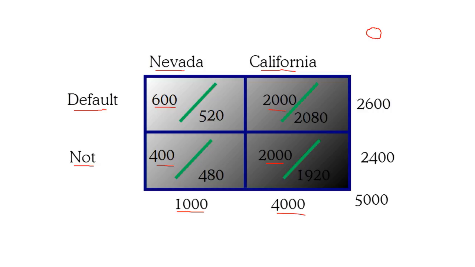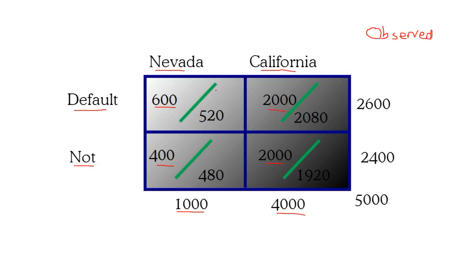The numbers here that are underlined are the O's. Those are the observed. Okay? So I observed those numbers. I looked at 1,000 houses in Nevada and I observed 600 defaults and 400 not. I looked at 4,000 houses in California and I observed 2,000 defaults and 2,000 not. Okay? Everybody good here now. Now, I need to figure out what the expected is.